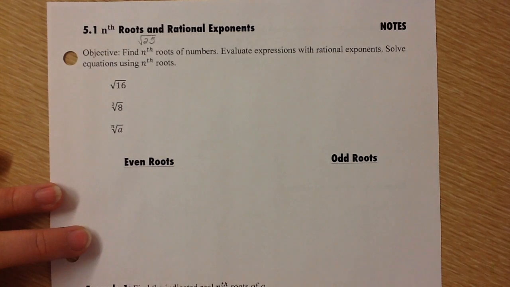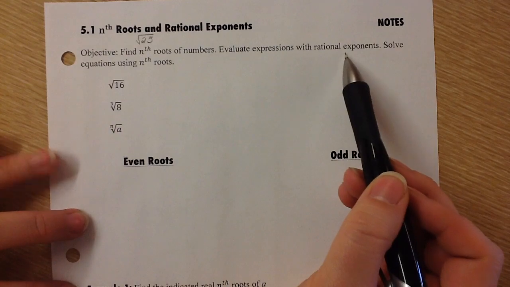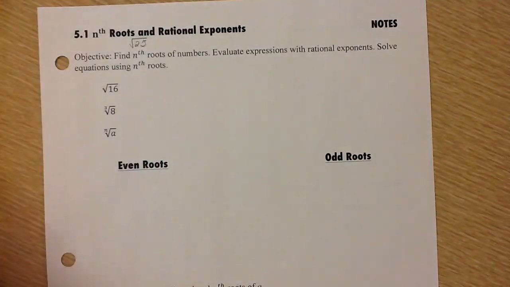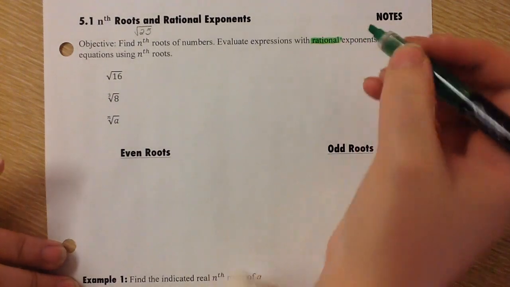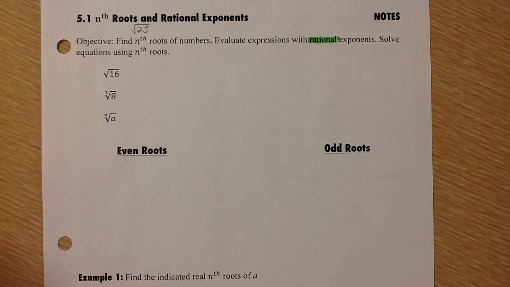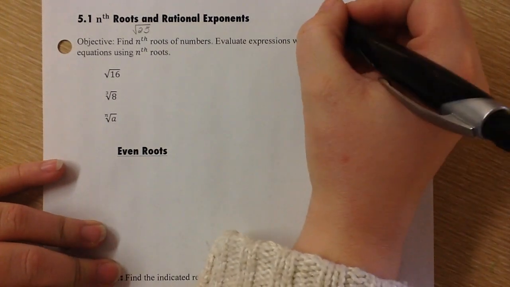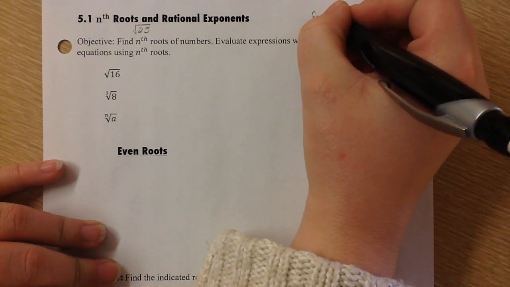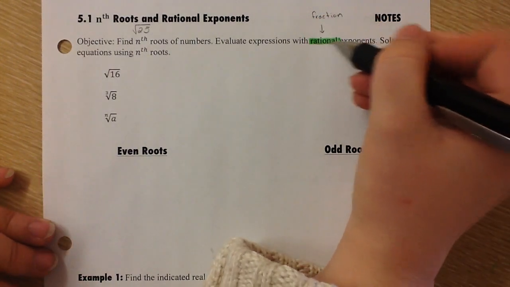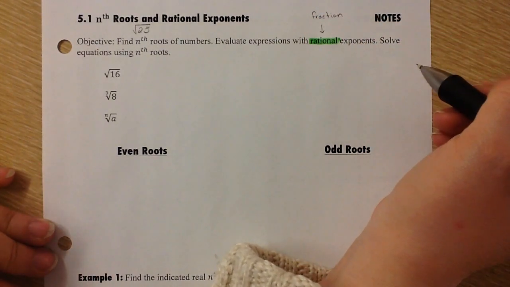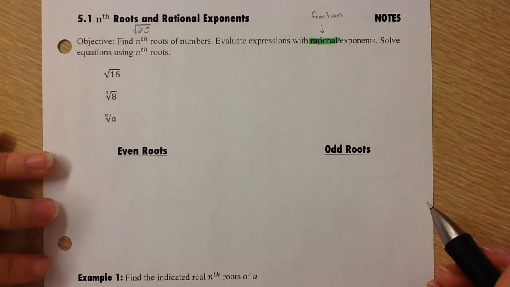So that's going to be our very first objective. We're going to evaluate expressions with rational exponents. Whenever you see that word rational, if you don't have a highlighter, you will need one, so pause the video and go get one, please. Rational is really our mathematical way of saying things as a fraction. Rational or fraction exponents. Rational numbers can be written as a fraction. And then we're going to solve some equations using these nth root ideas.